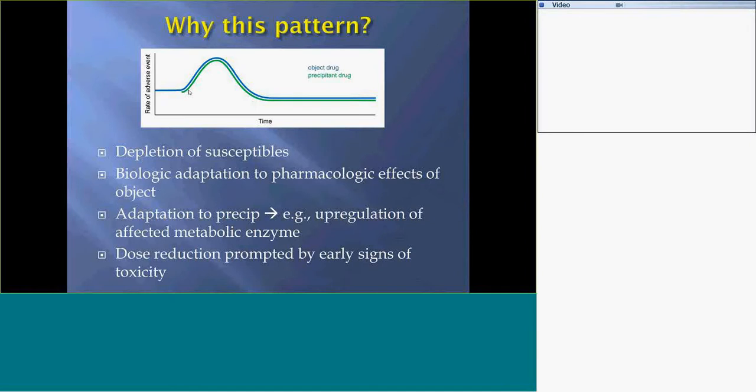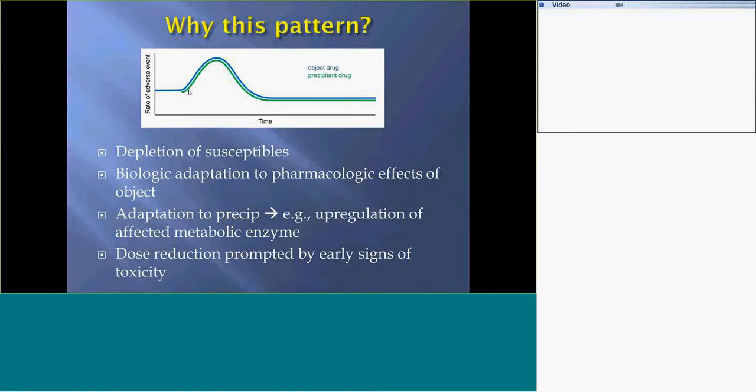And you could think of a number of reasons why you might see this pattern. This could be the concept of depletion of susceptibles, such that the people that are likely to get the adverse event are likely to get it early, and if they don't get it, they might be resistant to it, so never get it. It could be a biologic adaptation to the pharmacologic effects of the object drug. It could be the body's upregulation of the affected metabolic enzyme, that is adaptation to the addition of the gemfibrozil and therefore upregulation of the CYP enzyme system.